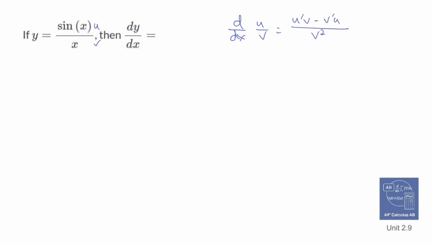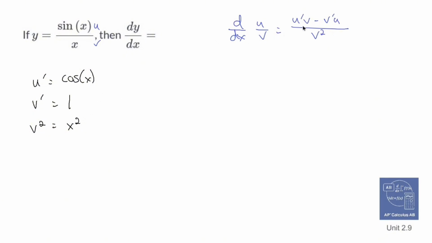So what I like to do is I like to go off to the side. U is sine x, v is x, so u prime would be the derivative of sine x, which is cos x, like that. V prime is going to be the derivative of x, which is just 1, and v squared is going to be x squared. Nothing crazy, nothing fancy. There you have it.